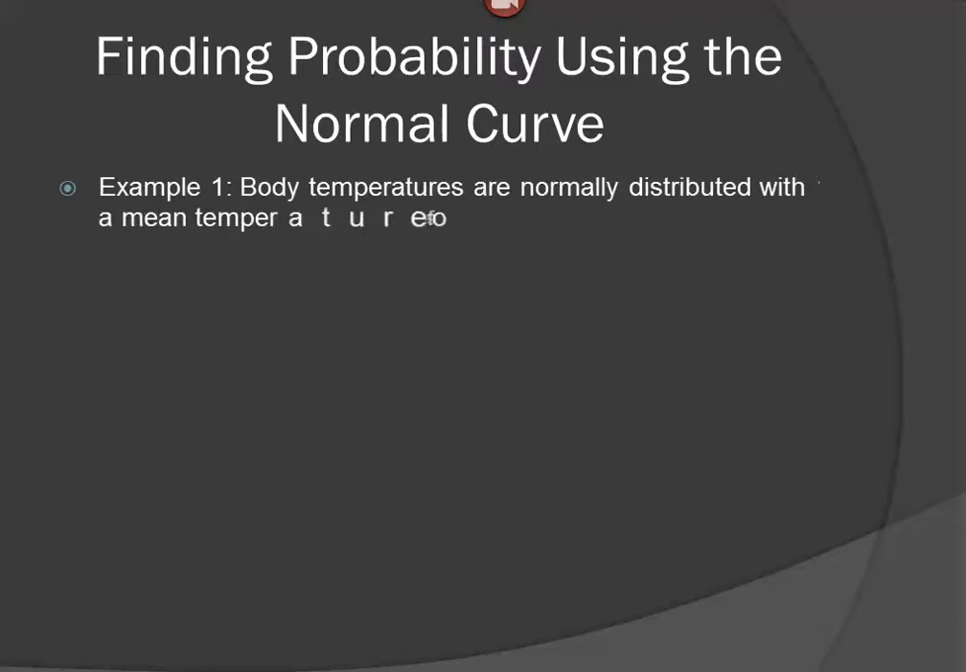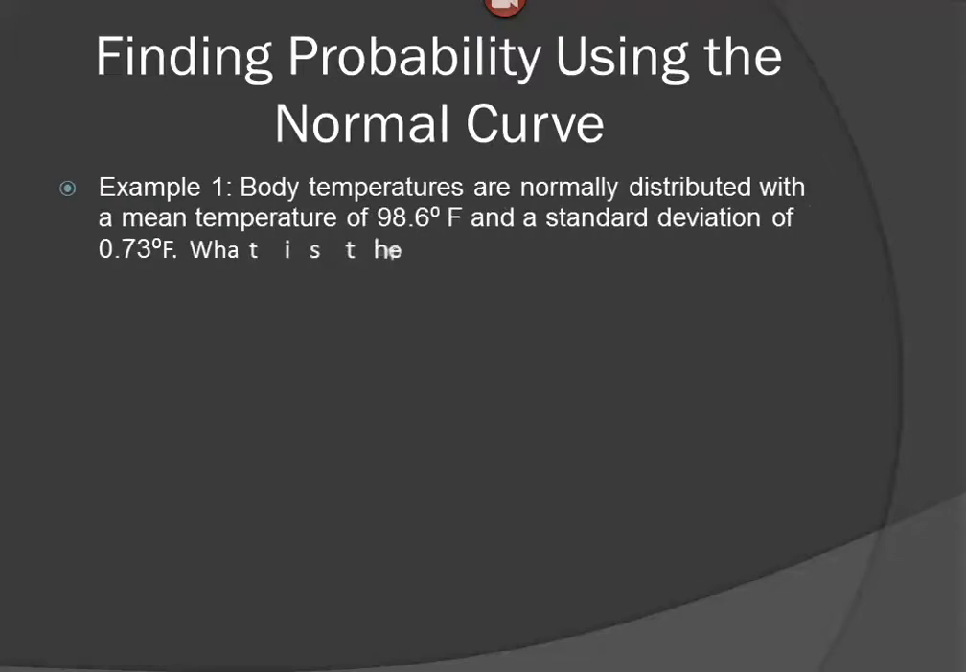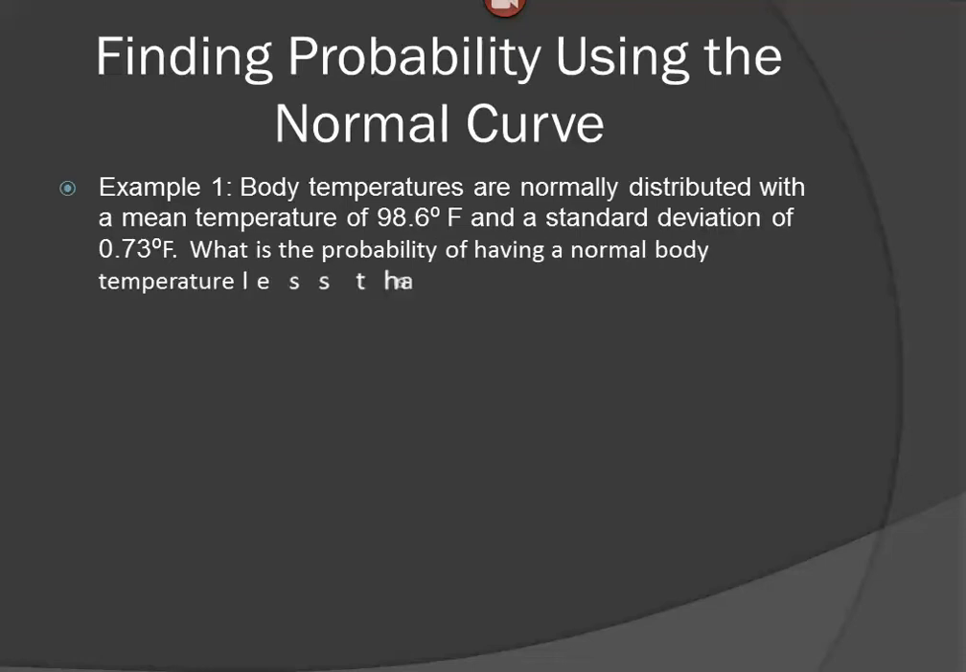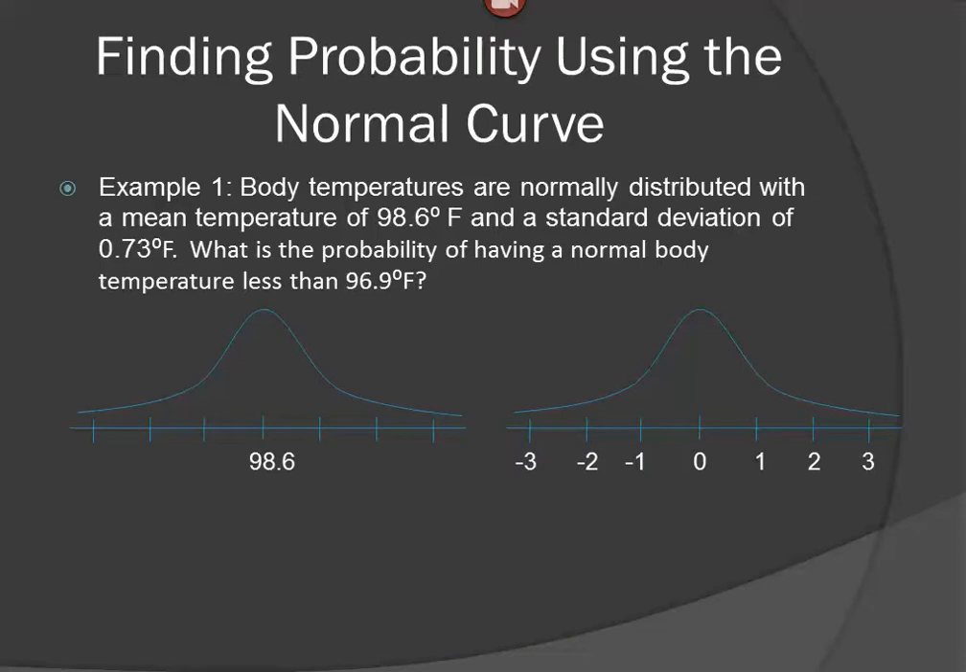So let's look at some examples here with actual data. Example 1, we have body temperatures that are normally distributed with a mean temperature of 98.6 and a standard deviation of 0.73. So what's the probability that if we select a random person, that person would have a normal body temperature that's less than 96.9 degrees Fahrenheit?